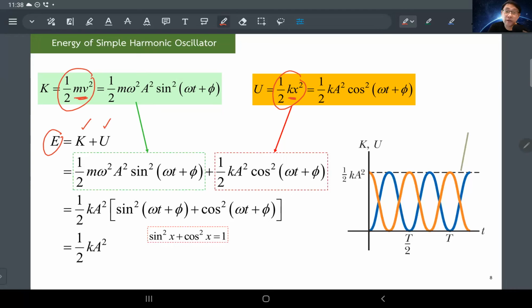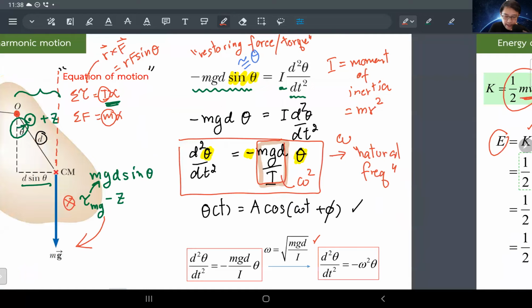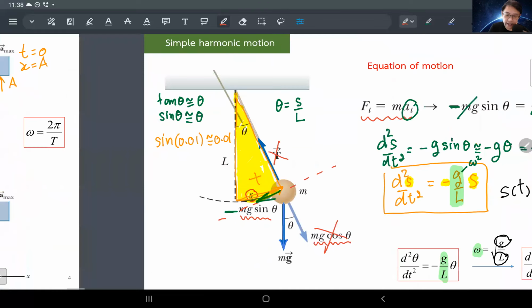But then because we know all the information, x is A cosine(omega t plus phi), so you just square them. The velocity is just, we already saw it, omega A sine(omega t plus phi), you square them, and just add them up. So far, so good. All you're doing is going back to this one. You take this x, you square it, multiply by 1/2 k. The velocity, you take this, you square it, you multiply by 1/2 m to get the kinetic energy.